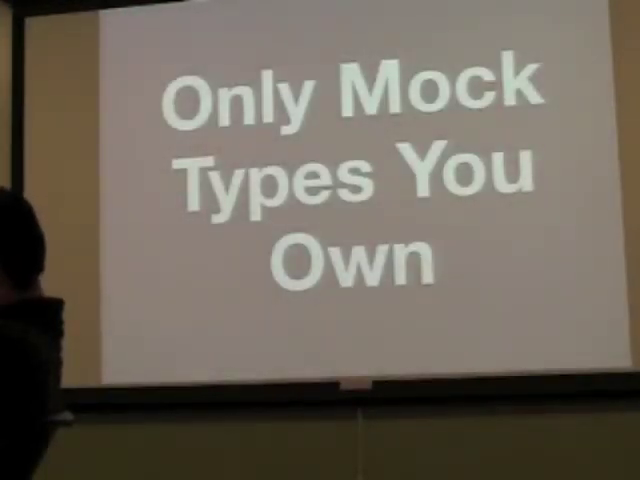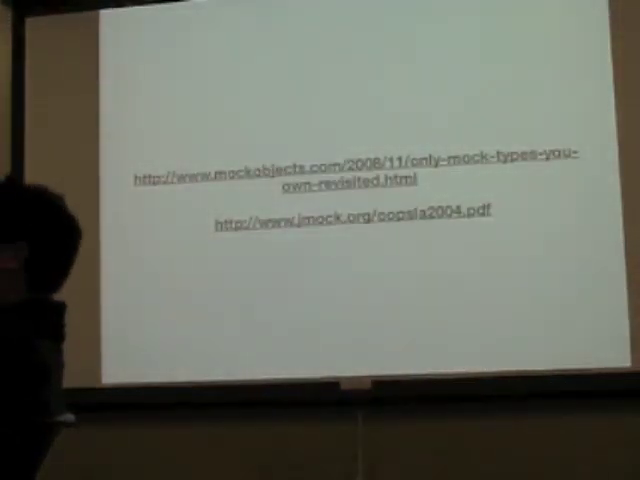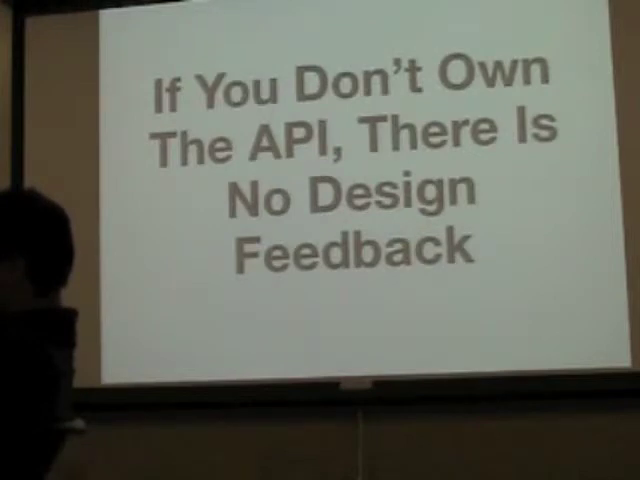Okay, second rule. Only mock types you own. This is from a paper, again, I think this was submitted to OOPSLA. Actually, this is in the same paper as "Mock Roles, Not Objects", so you can look that up. The key thing to note here is that when you're using mock objects, if you don't own the API, and by that I mean you did not write the object, you are not going to change the object, then there is no design feedback that you are going to get by using a mock object, right?